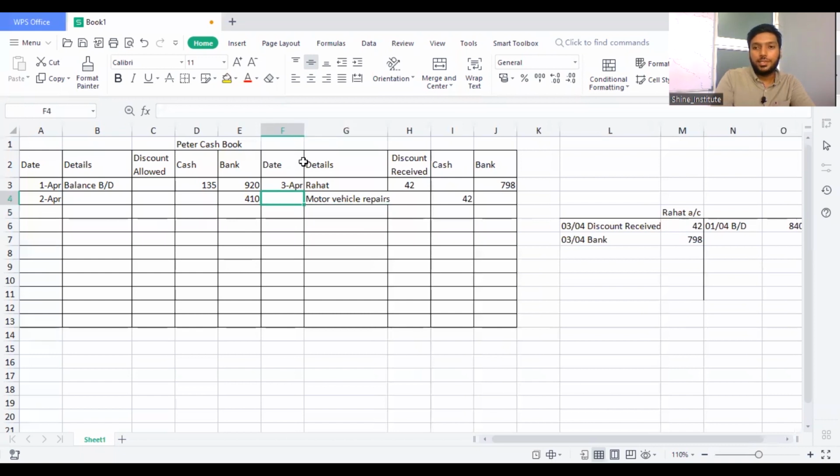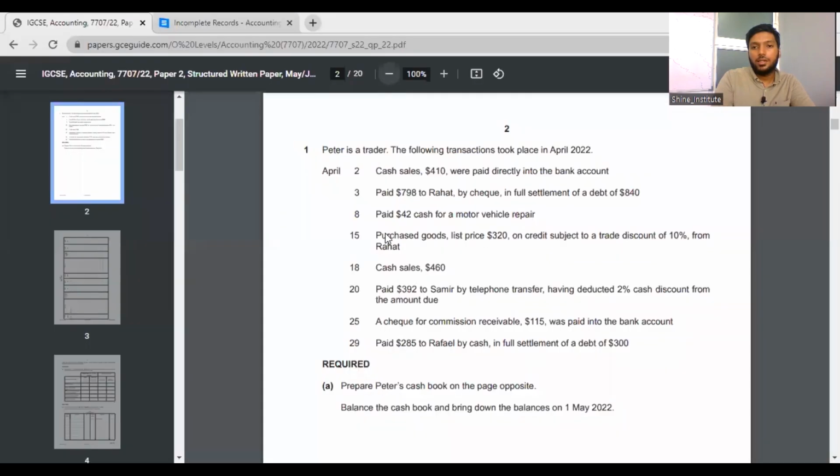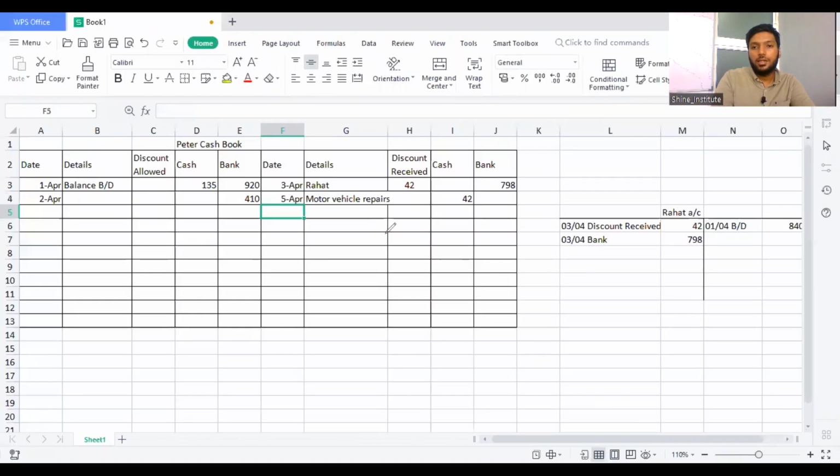What's the date this transaction is happening? It is happening on 8th April. So right, April 8th. So done with that particular transaction. Then we move on to the next part.